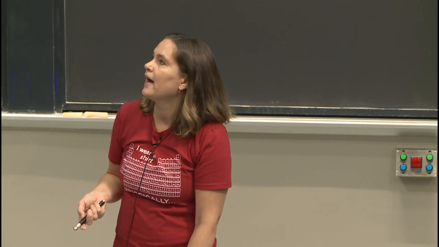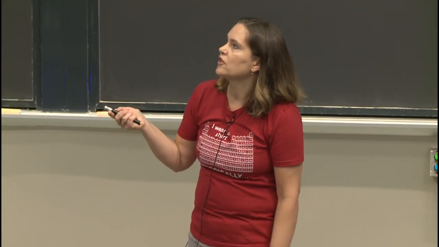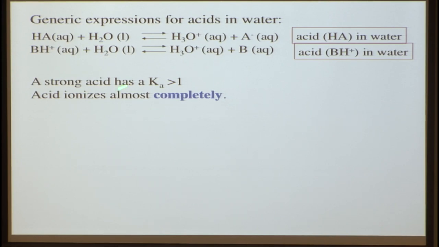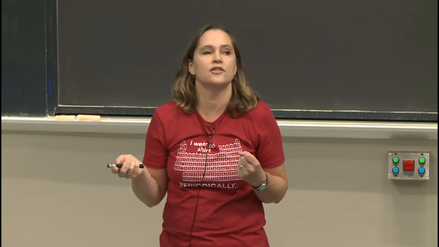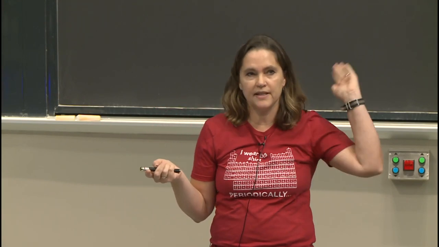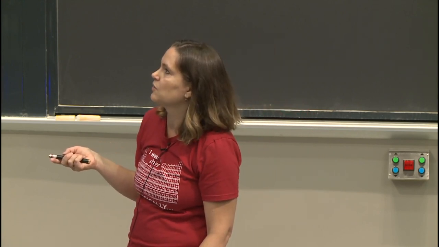So now let's think about strong acids versus weaker acids. And here's our definition in this class. A strong acid has a Ka greater than 1. A lot of strong acids have a Ka really, really, really greater than 1. And the acid ionizes almost completely. So if you say it's a strong acid in water, whatever concentration of acid you put in is going to be equal to the concentration of hydronium ions. It basically goes straight. You form lots and lots of products at equilibrium.